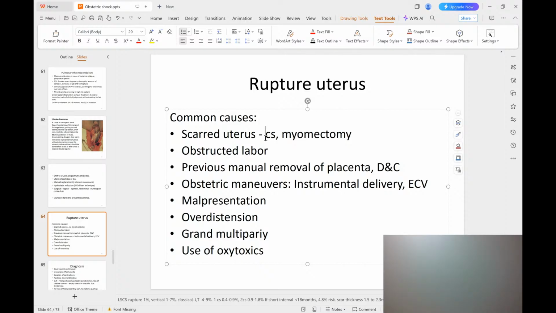So the risk of rupture in case of lower segment cesarean section is 0.2 to 1.5%, whereas in vertical incision it is 1 to 7%. Classical J or T, it is 4 to 9%. Similarly, for 1 CS 0.4 to 0.9%, for 2 CS 0.9 to 1.8%, and if there is a short interval of less than 18 months, 4.8% risk of scar rupture. Also sometimes scar thickness can be used for prediction, with a cutoff value of 1.5 to 2.3.